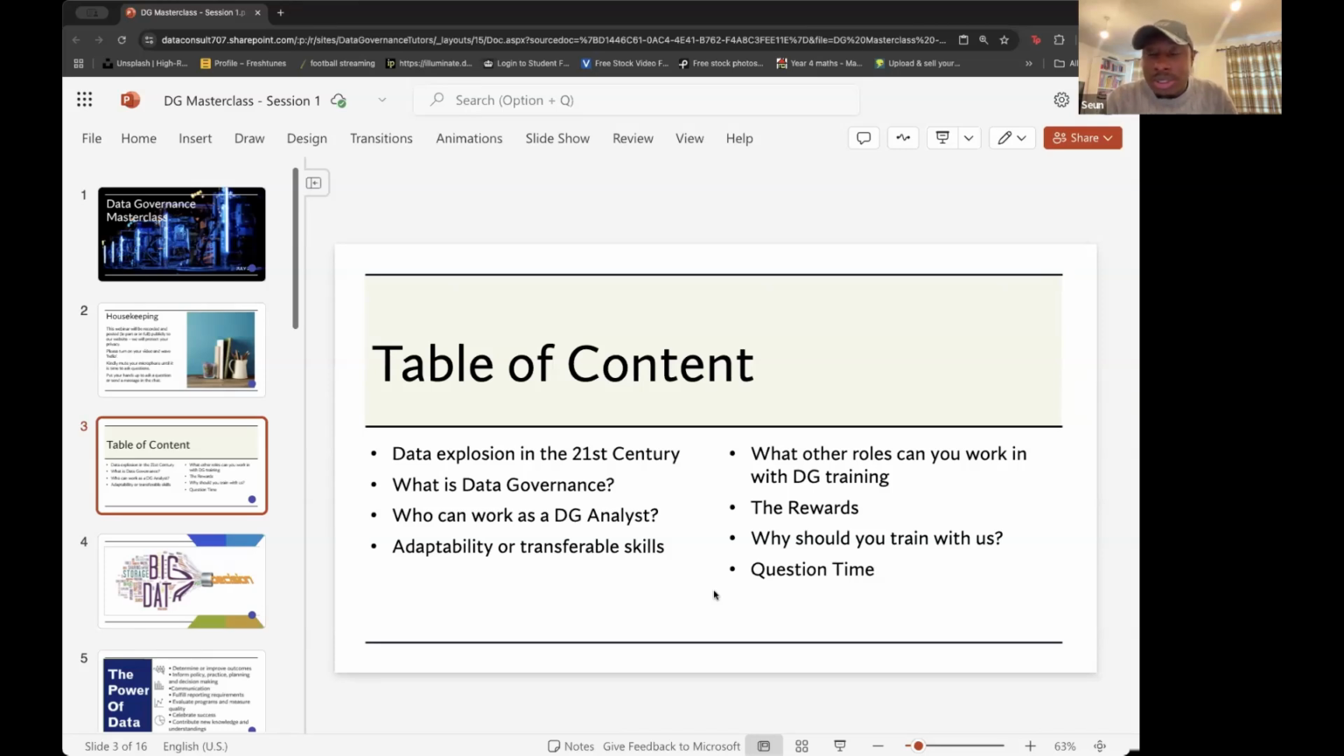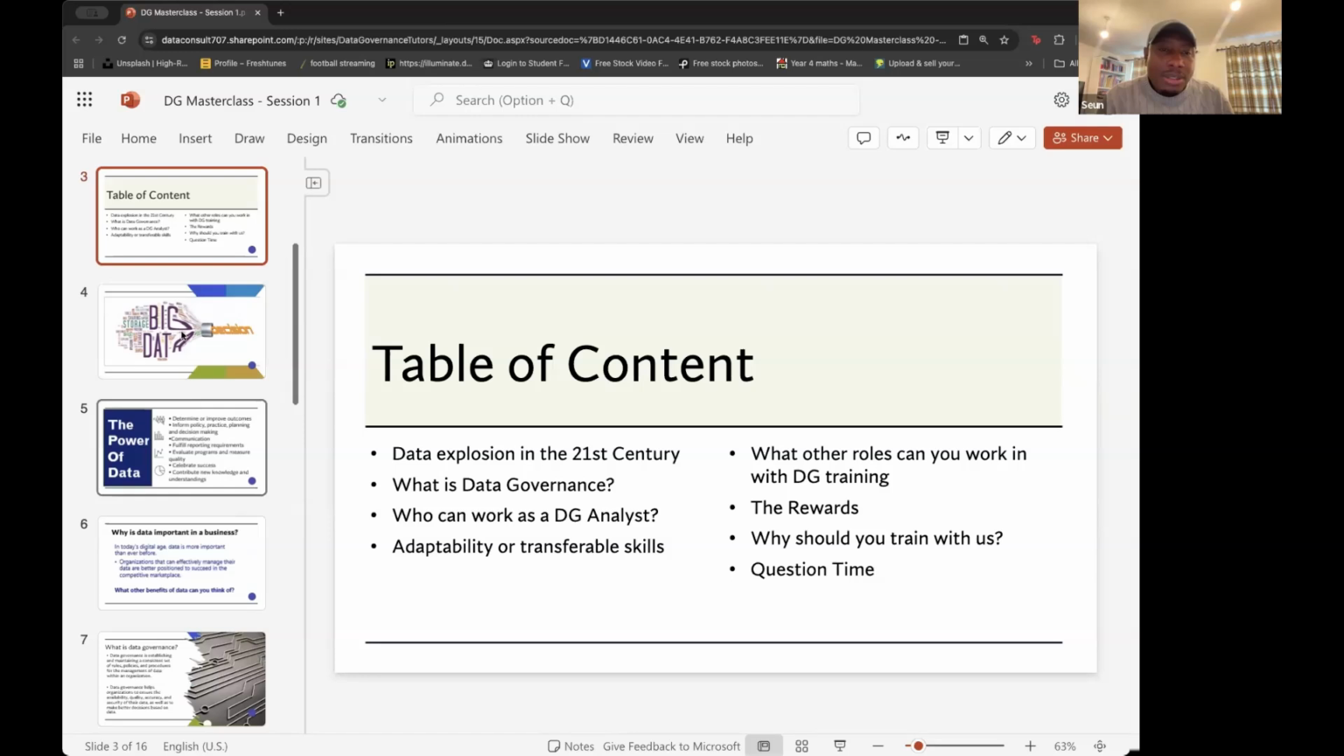What are the rewards if you should go on to learn how to be a data manager or data management professional? Let me put it that way. And why would it be nice if you train with us, with Ease and Tech, with myself? And we can take some questions after that.